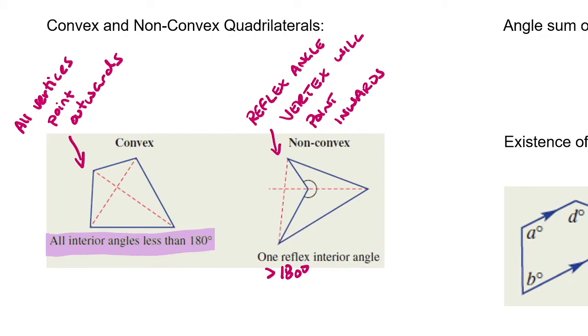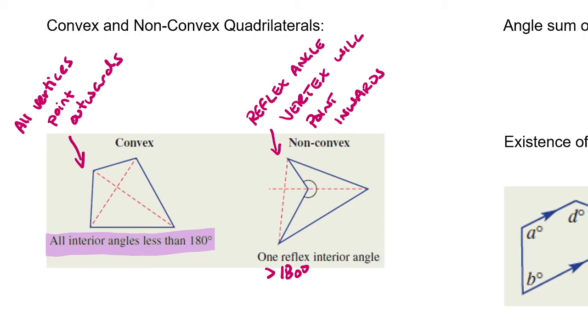Now, issues with the diagonals of those. Convex diagonals will be inside of that figure. Non-convex will have one that is outside of the figure. Okay, you can see there that we have some differences in the types of diagonals.